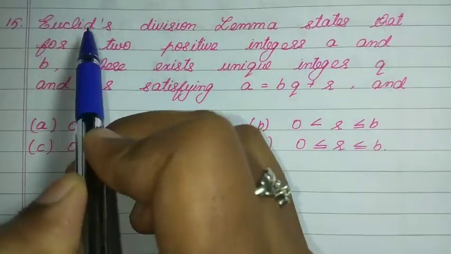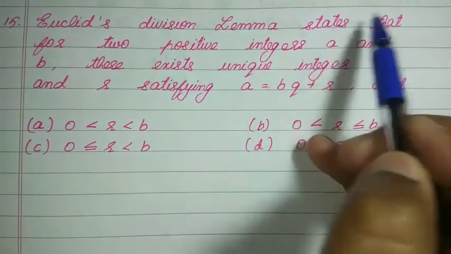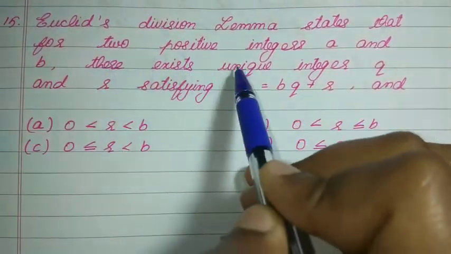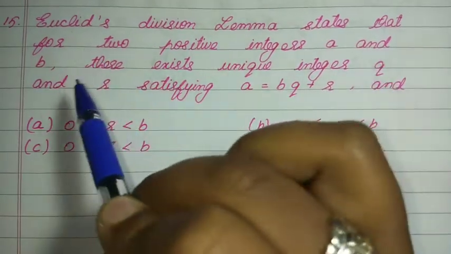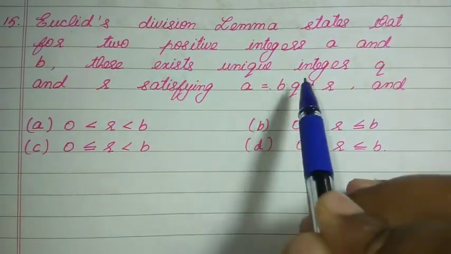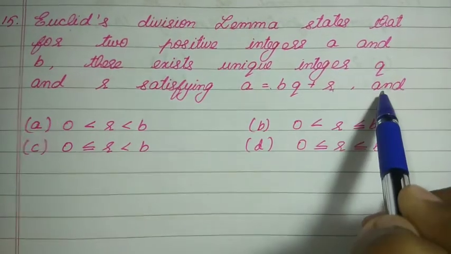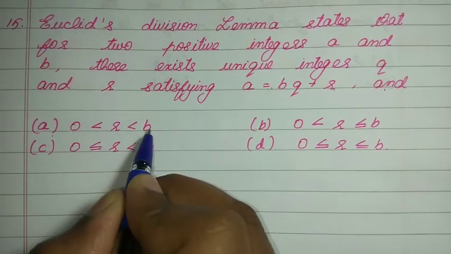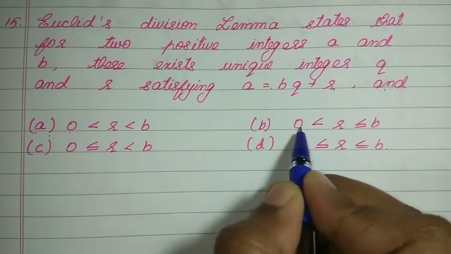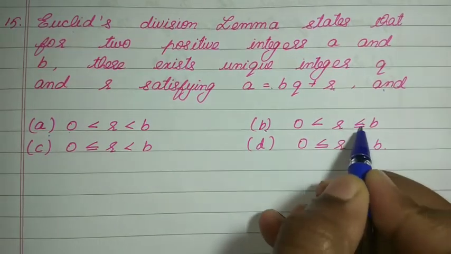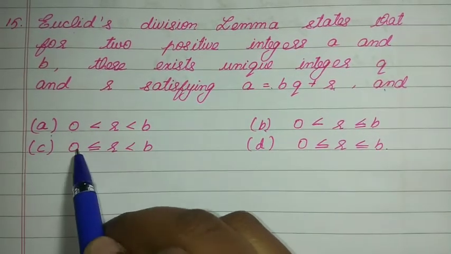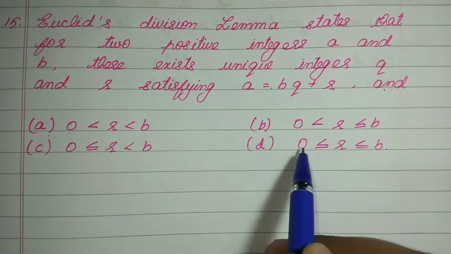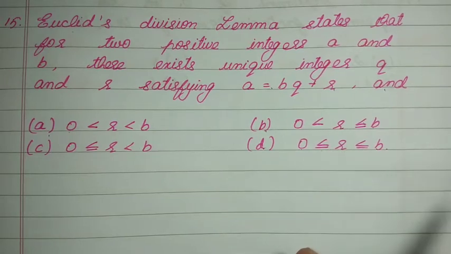Question 15. Euclid's division lemma states that for two positive integers a and b, there exist unique integers q and r satisfying a is equal to bq plus r, and the condition: option A 0 less than r less than b, option B 0 less than r less than or equal to b, option C 0 less than or equal to r less than b, option D 0 less than or equal to r less than or equal to b.